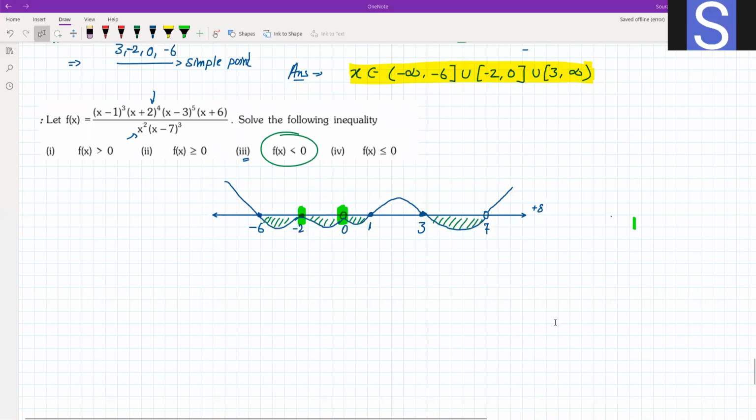So could you explain this question once more? I'm not able to get your voice, a little louder. So the curve: how did we get this curve? That is your doubt.